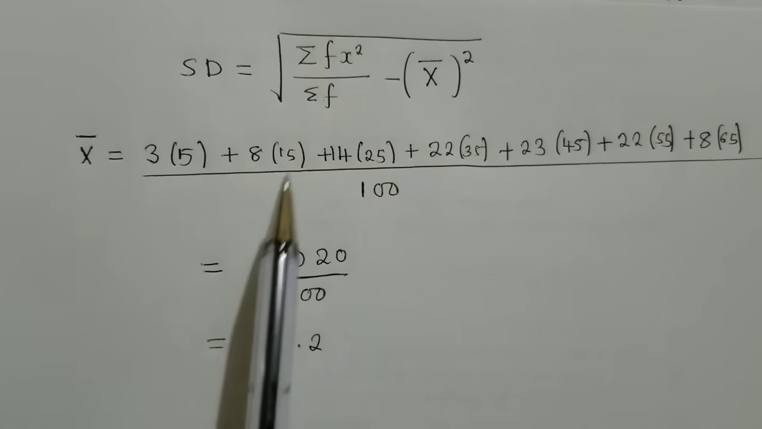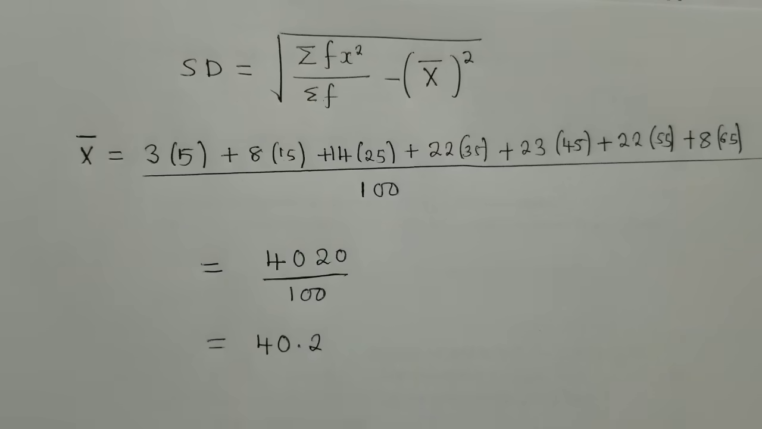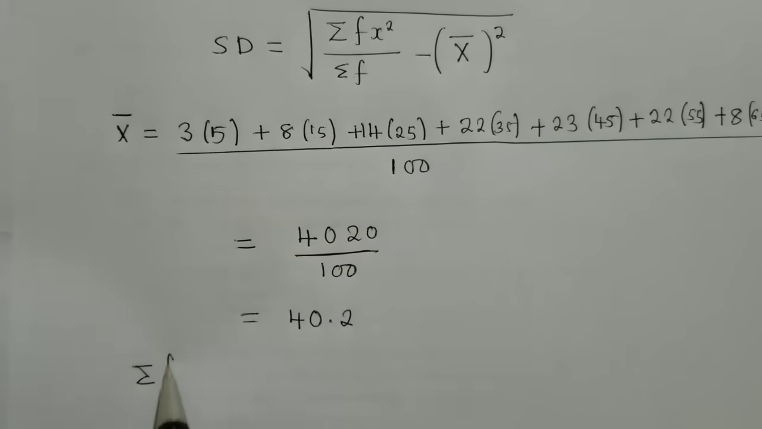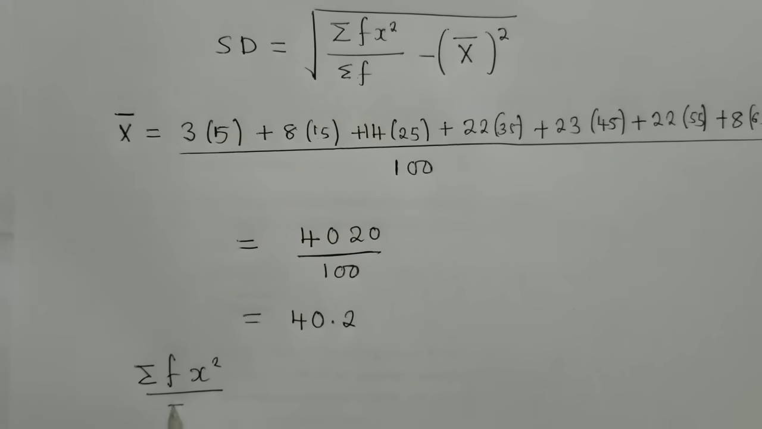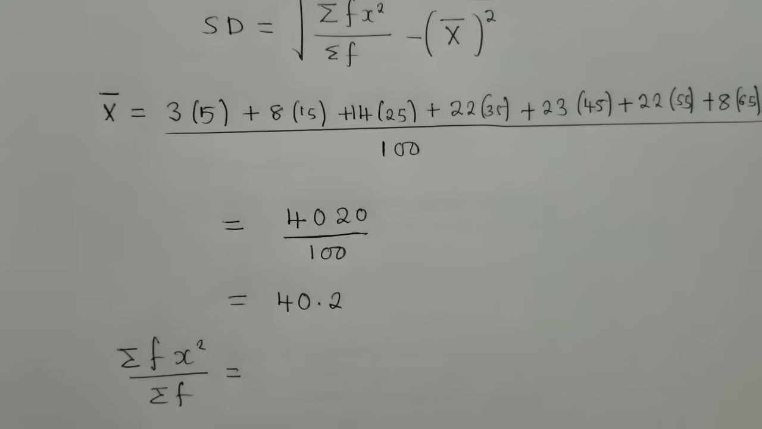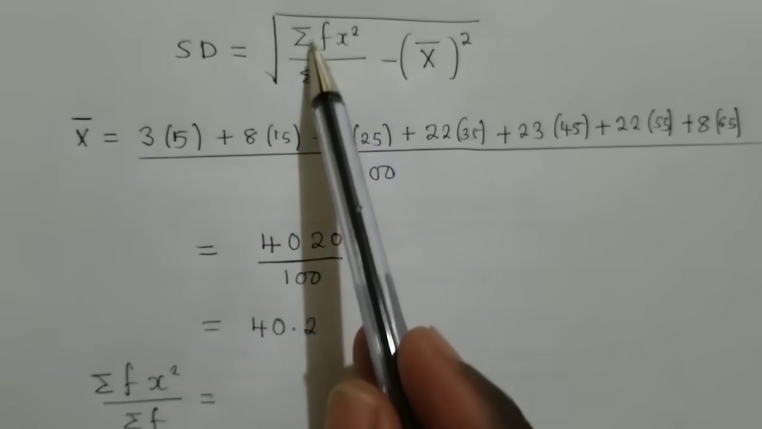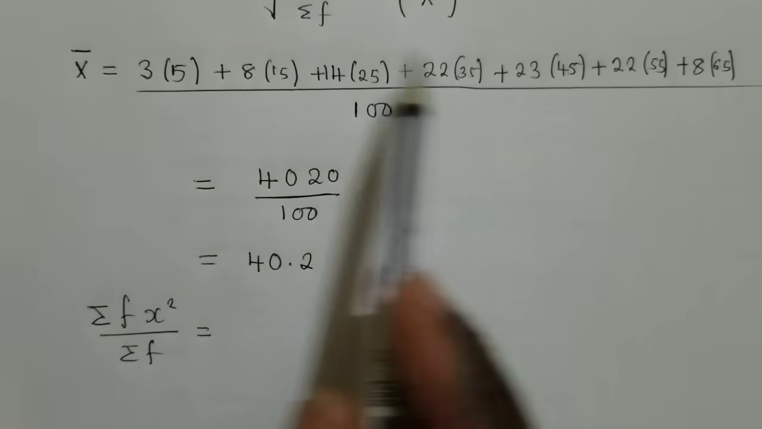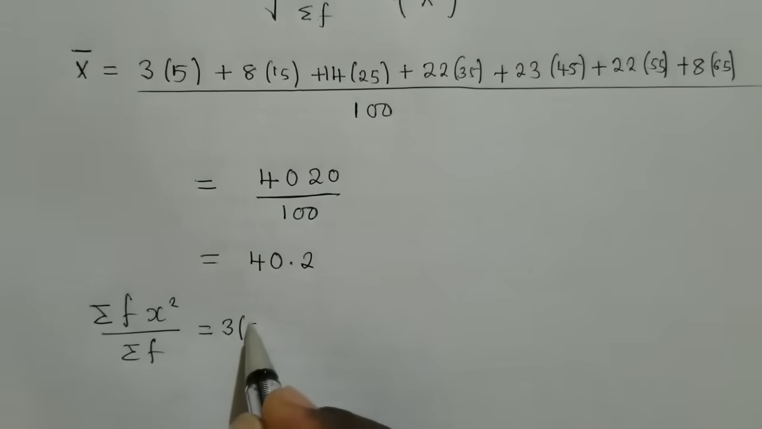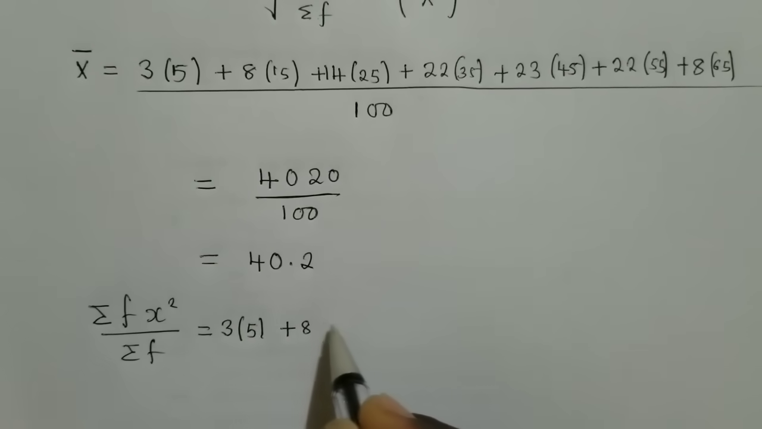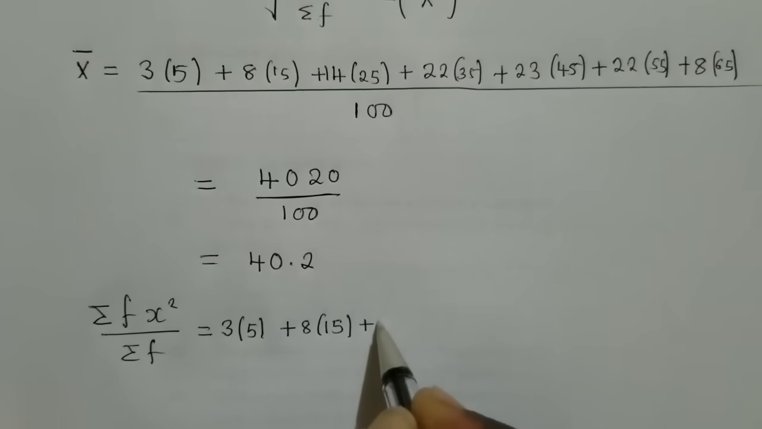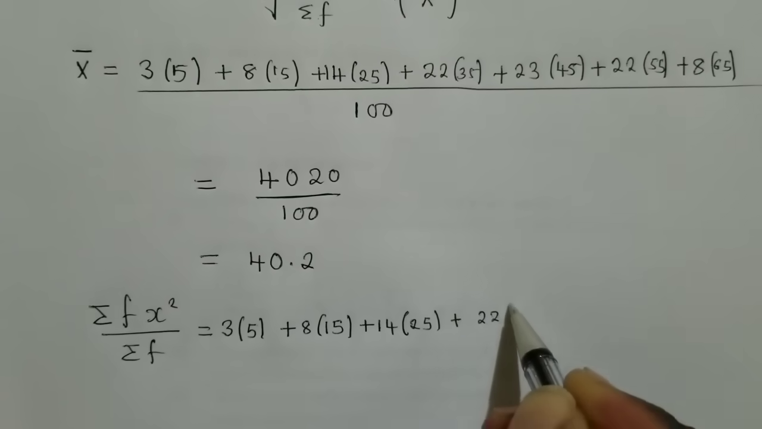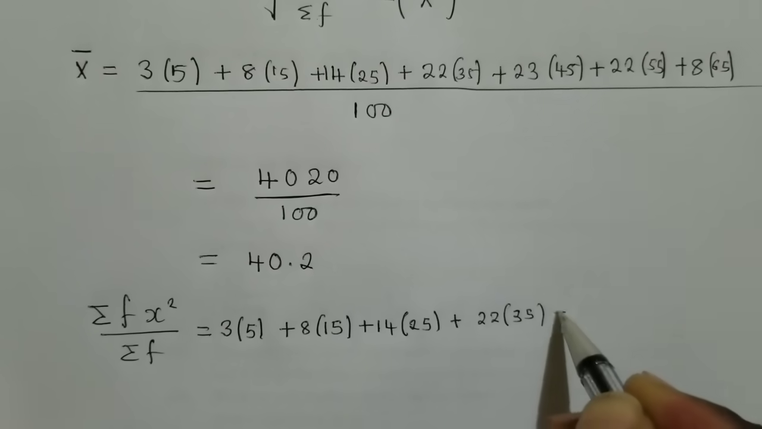Now the next step will be to find what we need to substitute here. So we're going to say summation of f x squared over summation of f is equal to. So I've just copied what is right here, and this is what I've copied. So after doing that, you just come to this, copy everything the way they look. Hopefully you can see I'm copying everything the way you see them. So copy like that.